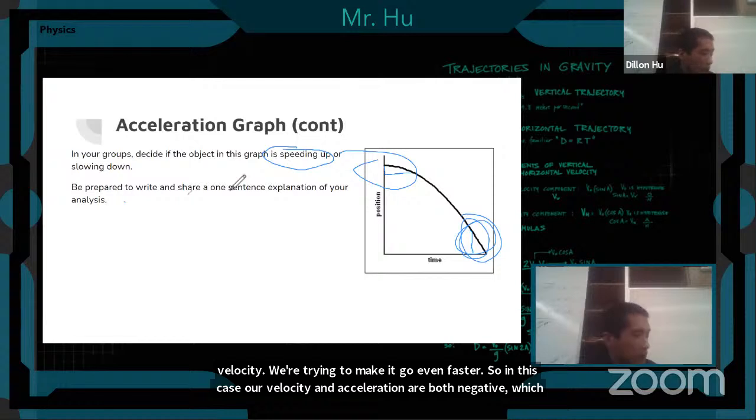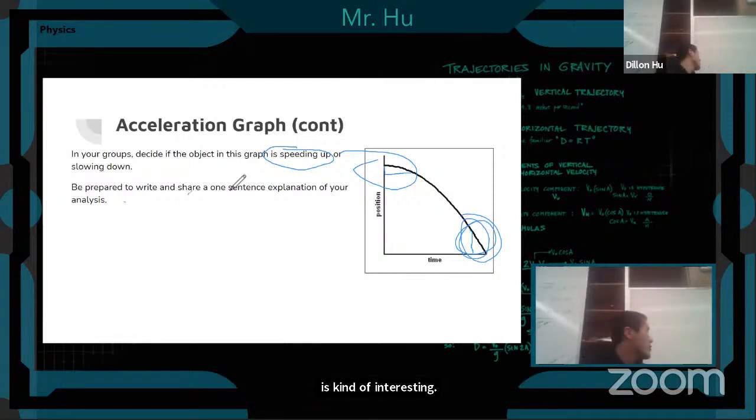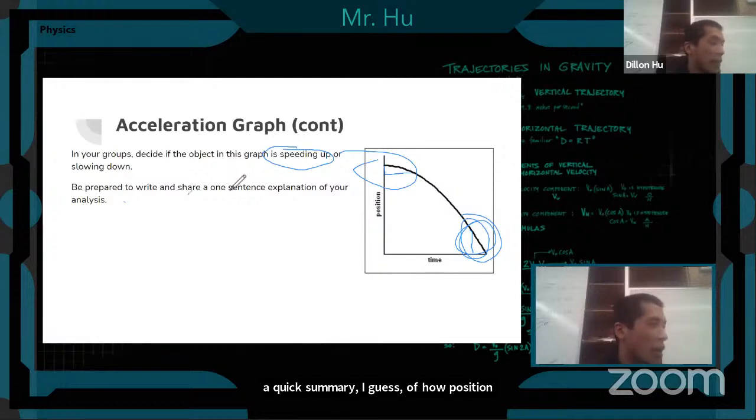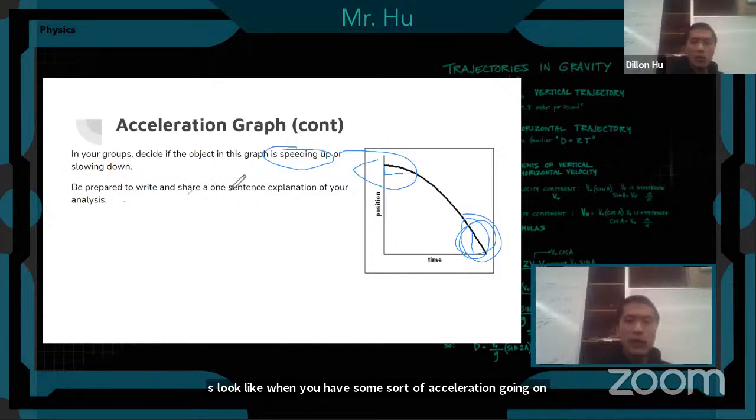Okay, so this pretty much is a quick summary, I guess, of how position and time graphs look when you have some sort of acceleration going on. For the rest of the period, we only have 9 minutes left.